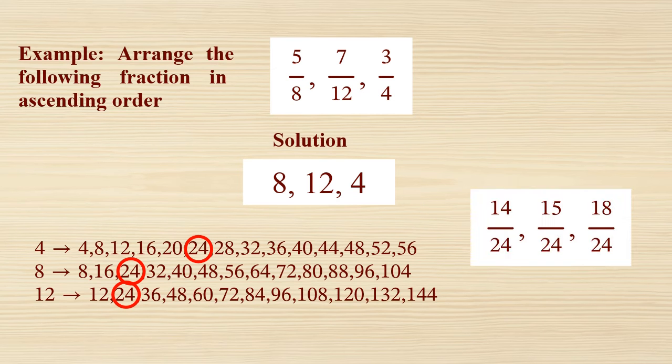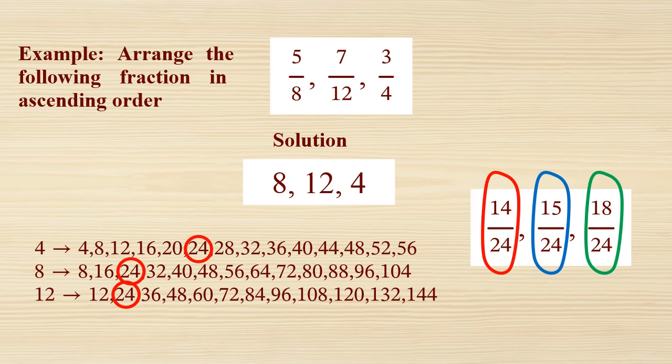When we pick 5 over 8, for us to be able to make this 8 equal to 24, we are to multiply it by 3. That is, we multiply it by 3 over 3 so that we have 15 over 24. And the next one is 7 over 12. For us to be able to make 12 equal to 24, we have to multiply it by 2. So we multiply the 7 by 2 also, and we get 14 over 24. And the last one is 3 over 4, so we have to multiply it by 6 over 6 so that we can get 24. So we have 18 over 24.